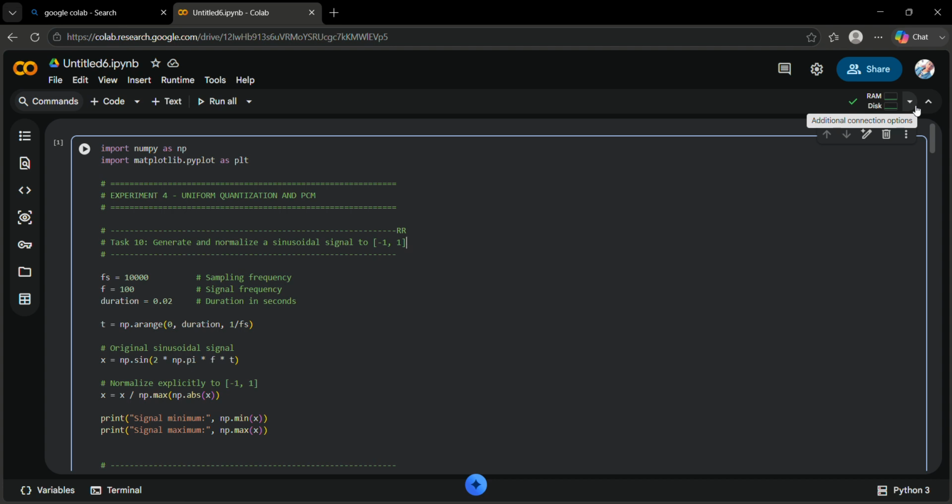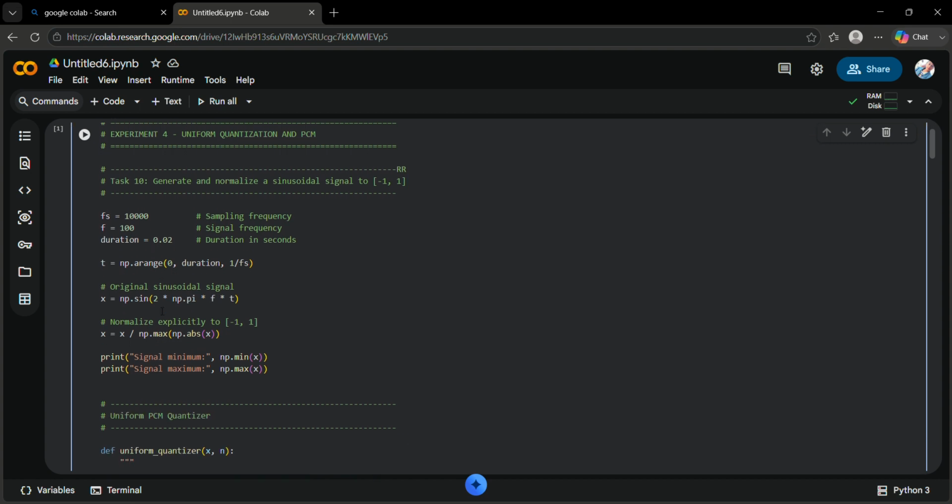Good morning, sir. Today I am presenting experiment 4, uniform quantization and PCM. The main objective of the experiment is to implement uniform quantization and PCM encoding and to study the relationship between quantization error and SQNR. First, I have generated a sinusoidal signal using Python. The sampling frequency is 10 kHz and the signal frequency is 100 Hz.